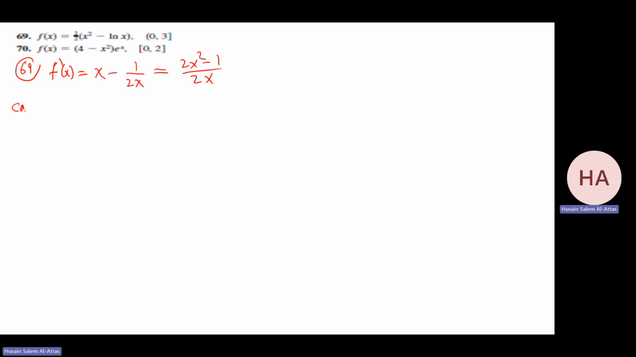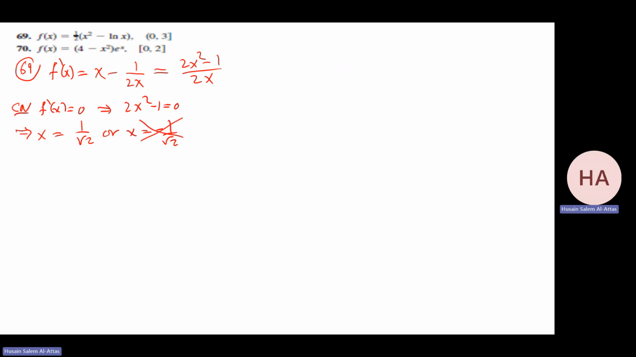Critical numbers. I have f prime equals 0. So I have what? 2x squared minus 1 equals 0. So I have x equal 1 over square root of 2 or x equal minus 1 over square root of 2.